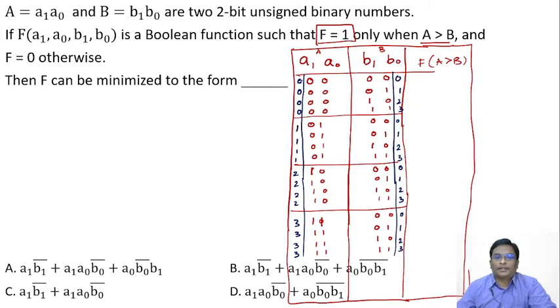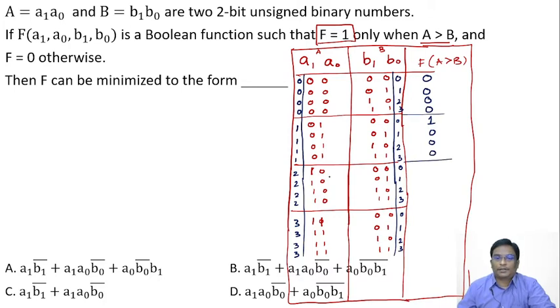Now compare the values. This magnitude is 0, this magnitude is 0. Is 0 greater than 0? No, output is 0. 0 greater than 1? No. 0 greater than 2? No. 0 greater than 3? No. Then here, 1 and 0: is 1 greater than 0? Yes, output is true. 1 greater than 1? No. 1 greater than 2? No. 1 greater than 3? No.